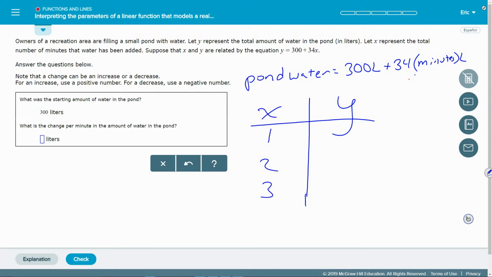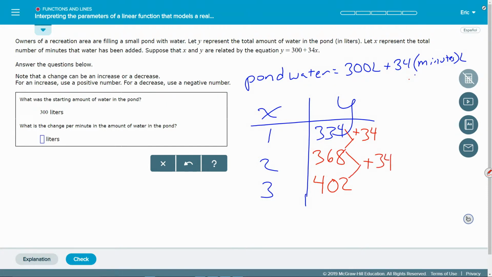If x equals 1, my y is 300 plus 34 times 1, which is 334. If x equals 2, my y is 300 plus 34 times 2, or 300 plus 68. If x equals 3, my y is 300 plus 34 times 3, or 402. Now, what's the difference between my y values? This is 34. 34 plus 34 is 68. 300 is still 300. This is also 34.